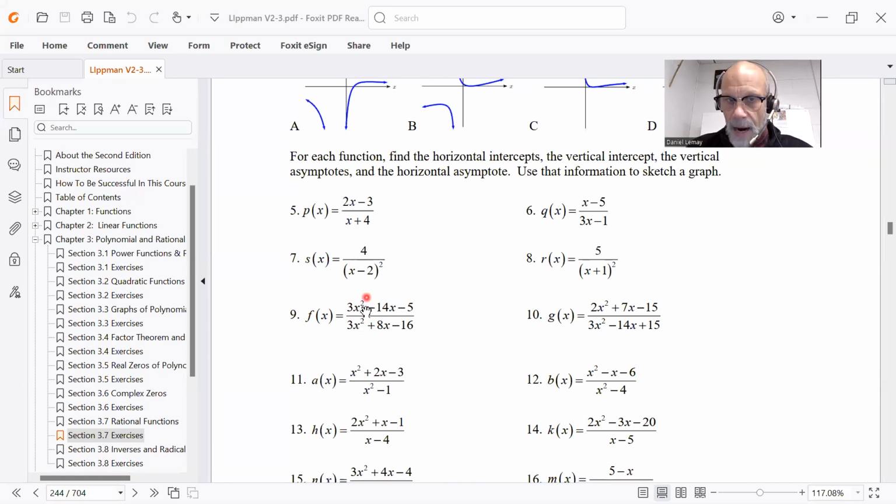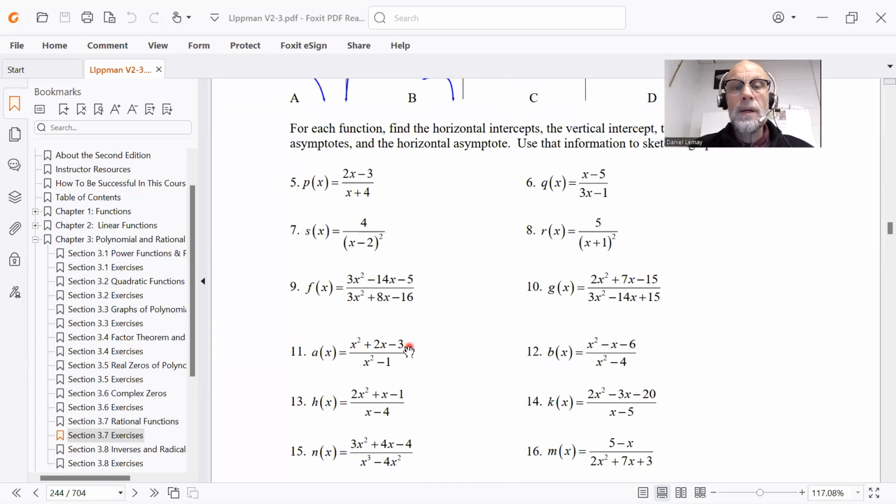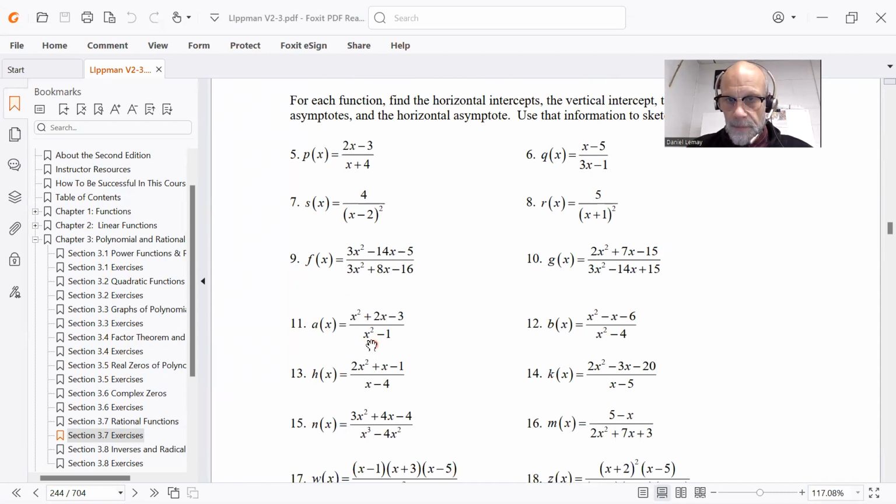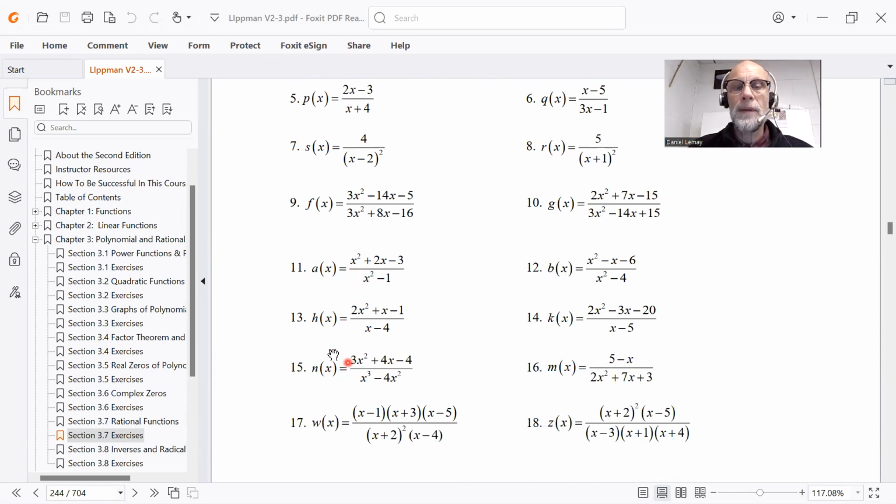I hope you said same power because they're both x squared, right? And see how the 3 over 3 is the same number? So the horizontal asymptote wouldn't be 3, it'd be 1 because 3 divided by 3 is 1. How about this one? You're seeing same power. They both have a leading coefficient of 1, so y equals 1 is a horizontal asymptote here. How about this one?